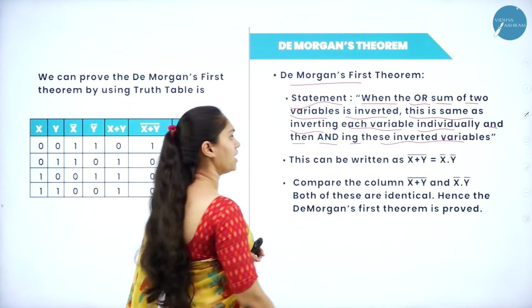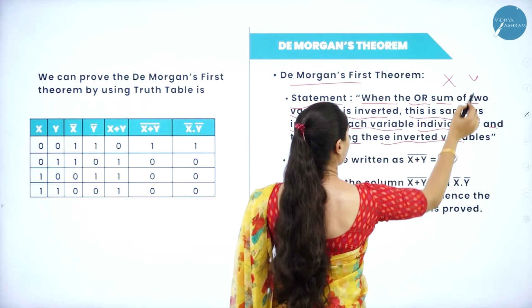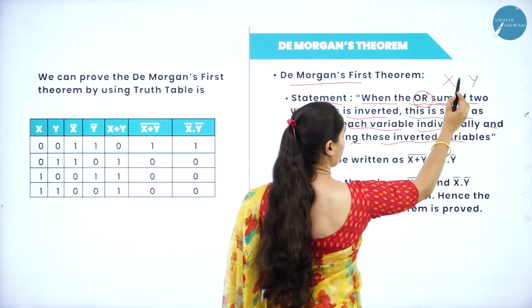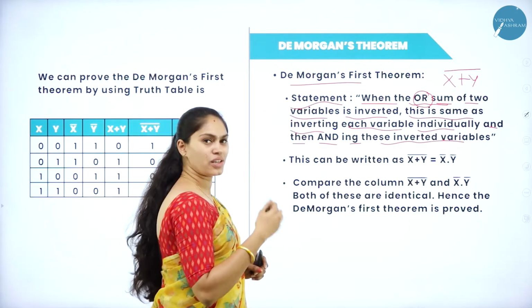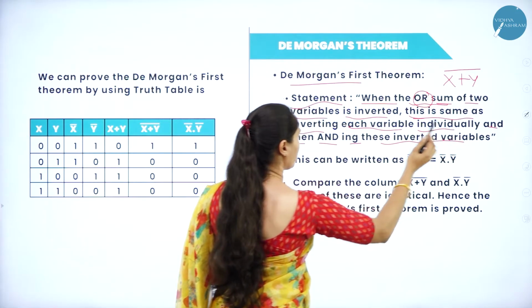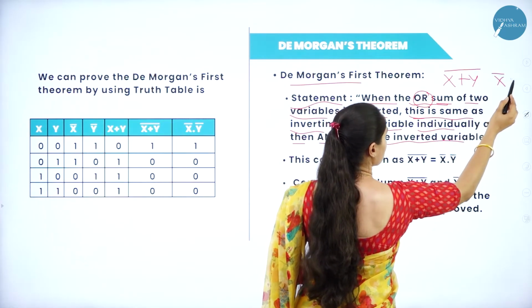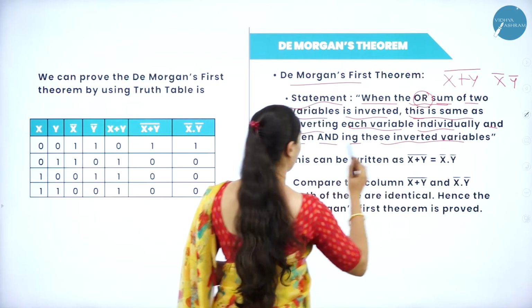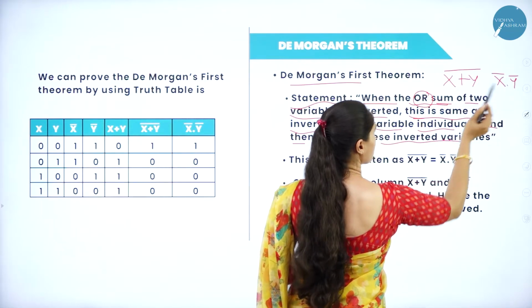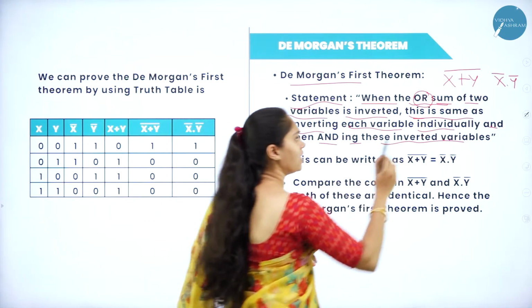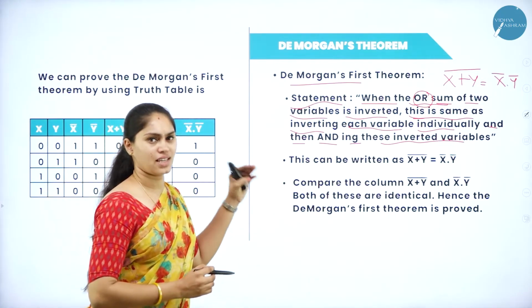What does it mean? I have two variables, consider x and y. Which operation are we using? OR sum. That means it will be plus in between those two variables, and it is inverted, so it is going to be complemented. This is the same as inverting each variable, x as well as y, individually and then adding these inverted variables. Adding in the sense of what? We have to use product. So x plus y whole bar is equal to x bar into y bar. That is what De Morgan's first theorem states.